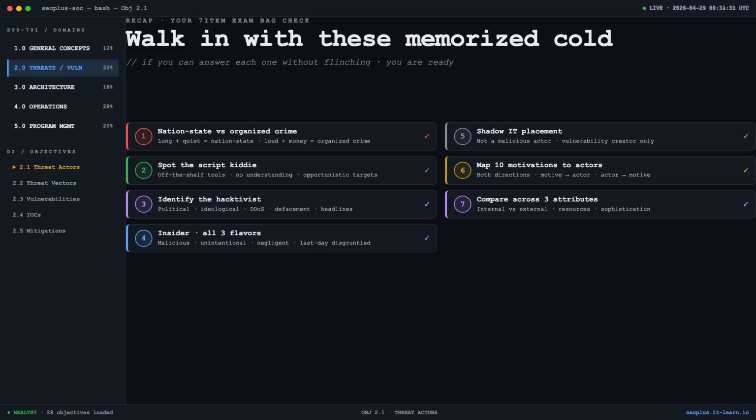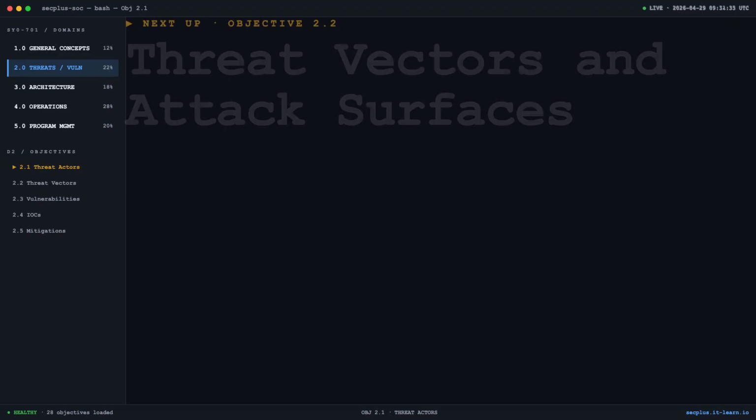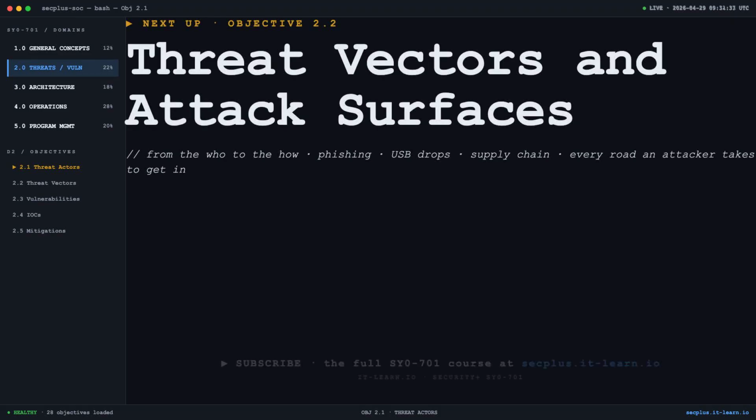Next lesson, 2.2, we move from the who to the how. Threat vectors and attack surfaces. Phishing, USB drops, supply chain. Every road an attacker takes to get in.